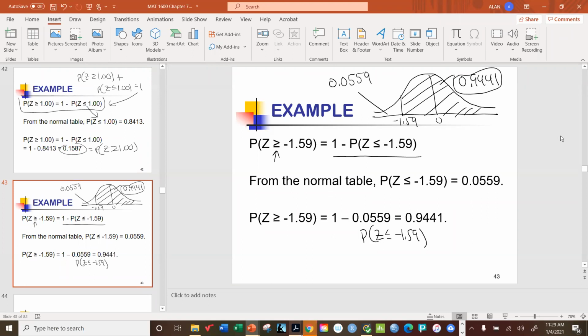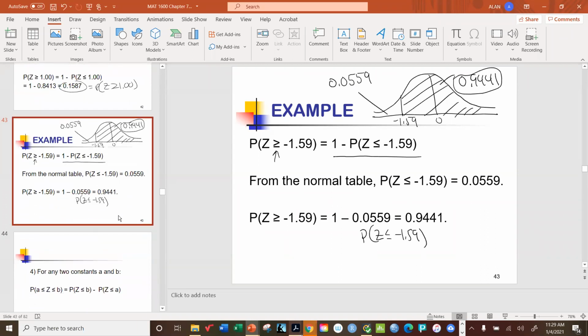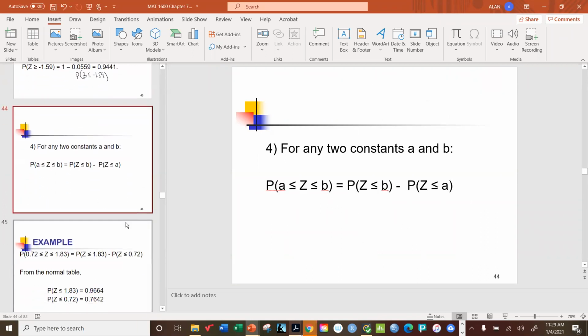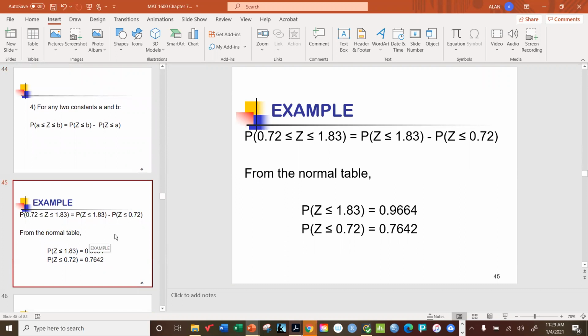So what other cases might we encounter? We have less than or equal to. We have more than or equal to. Oh, well, how about this one? What about in between? Ooh, are we allowed to do that? Yes, of course we are. So how would that work? So this one is the area between 0.72 and 1.83. Oh boy. What can we do with this one?